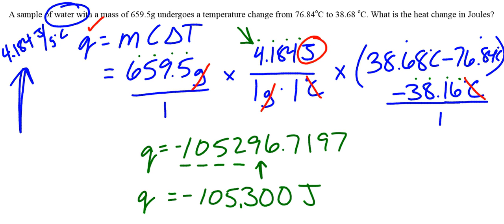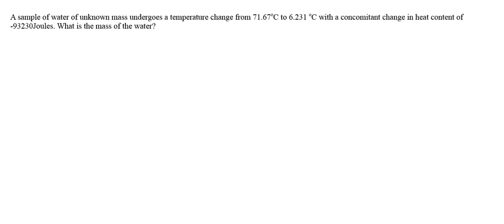And in this case, we're going to take a look at mass. So a sample of water of unknown mass undergoes a temperature change from 71.67 degrees Celsius to 6.231 degrees Celsius with a concomitant change, which means a concurrent change, in heat content of negative 93,230 joules. What is the mass of the water?